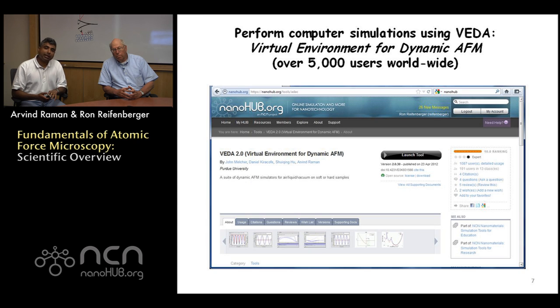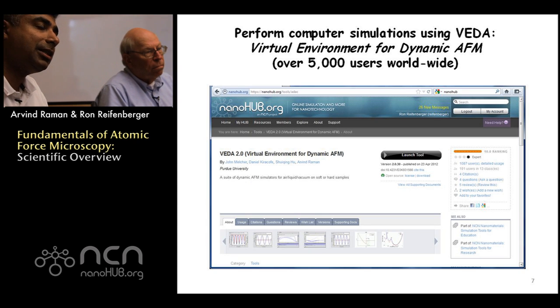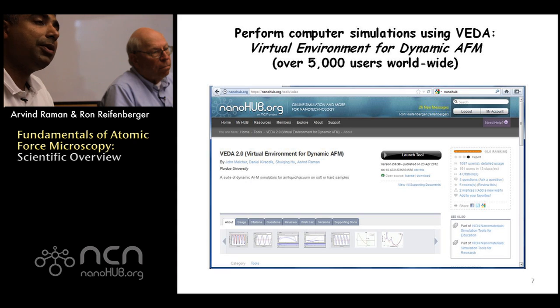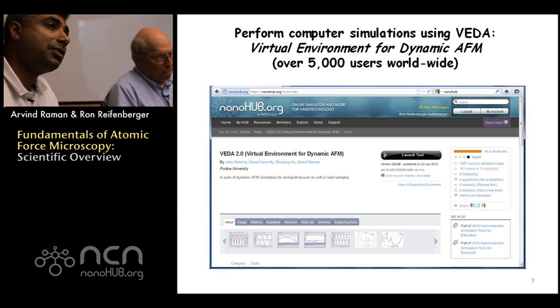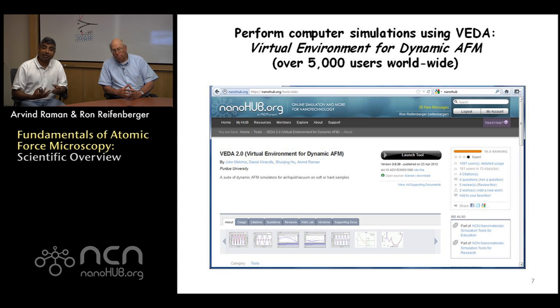Another very important piece of what distinguishes this class is the use of simulations using Veda on the cyber infrastructure of the nanoHUB. And what this allows you to do is actually perform numerical experiments to really understand and make sense of the theory and the physical principles being discussed in the class. And it really is like doing experiments, except it's on a computer, and it's done through this freely available software.